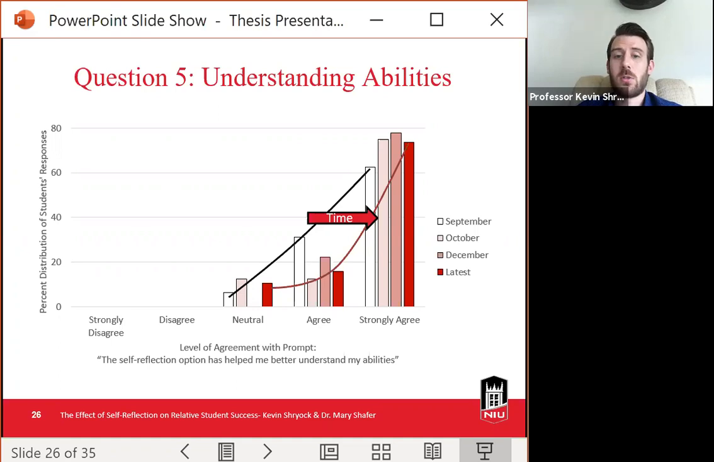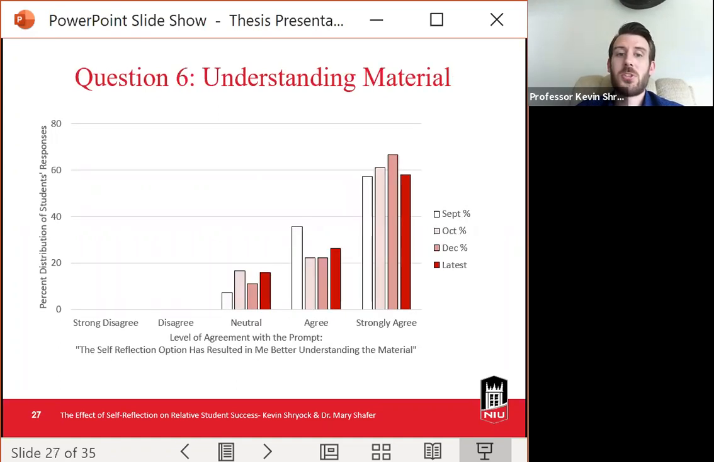And so what this means is that students feel they have a better and better understanding the more self-reflection that they do. An almost identical story can be concluded with regards to the question, the self-reflection option has resulted in me better understanding the material. The average was significantly higher than the simple agreement with the trend towards the positive over time again. In fact, not one student reported any disagreement with either this prompt or the prompt before.